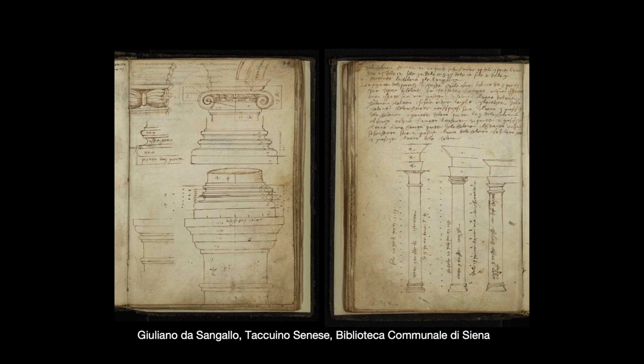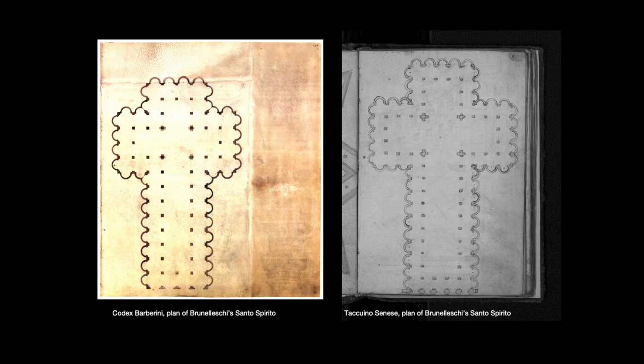So he has this understanding of the orders. The other part that he does in the Tequino Senese is this kind of, so he's more theoretical, he's more abstract, and he's critical. So this is an interesting example of contemporary architectural criticism, because he takes Brunelleschi's Santo Spirito plan, here he reproduces it as it was in the Codex Barberini. In the Tequino Senese, he adds a bay. Because this was the problem that everyone worried about, that there were four bays, and so there was no central access. So this is essentially his correction.